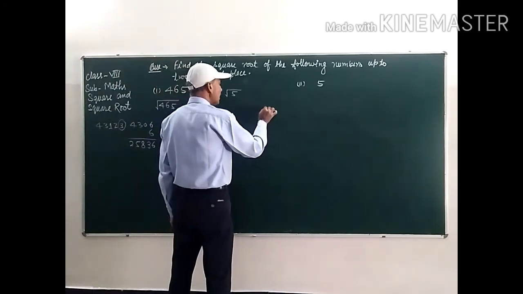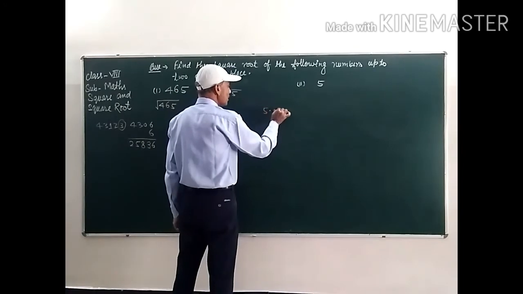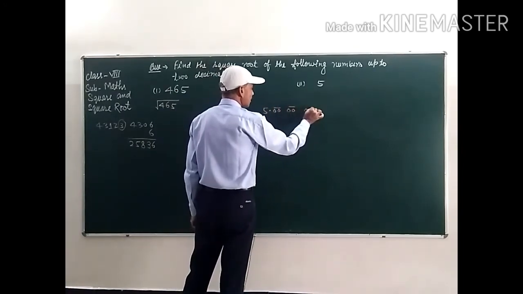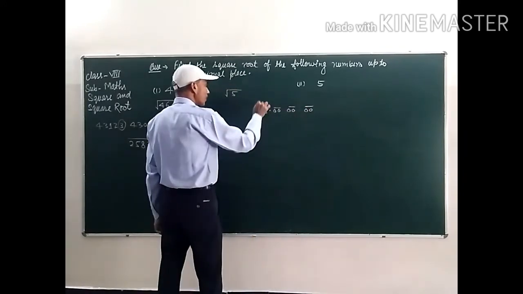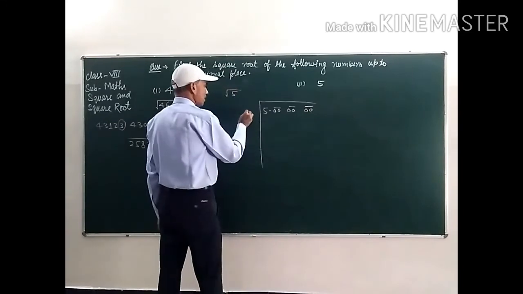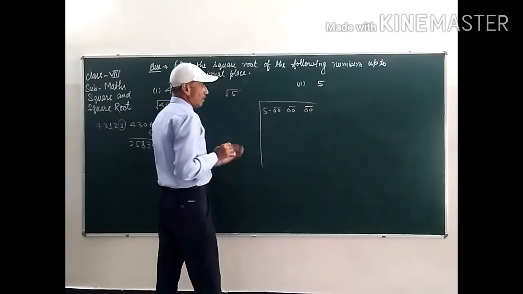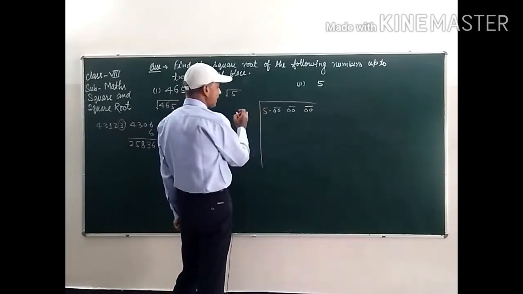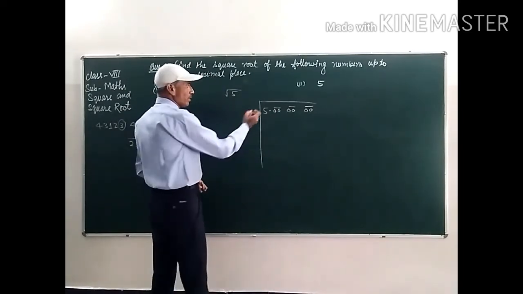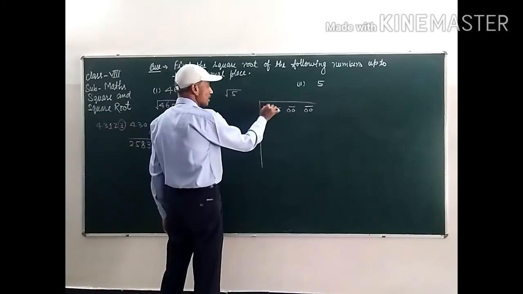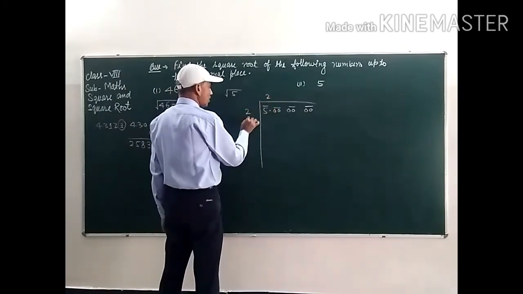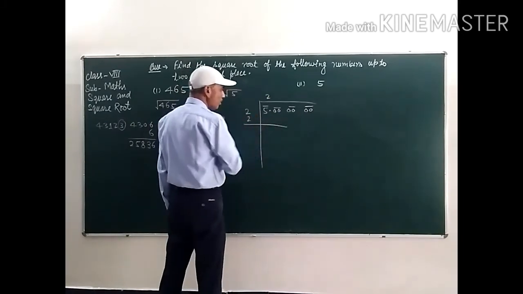Okay, so write here 5.00, 0 0 0 0, and make this type of arrangement. Students, in the first step we will take the number whose square is less than or equal to the first number. The first number here is 5. Okay, 2, write here 2 also.